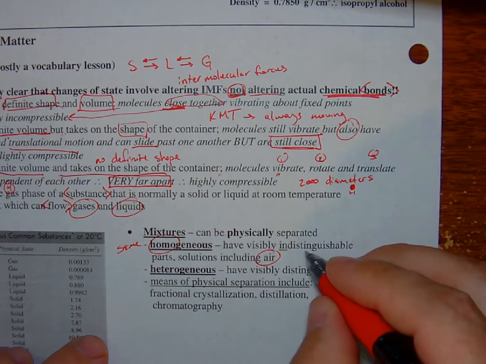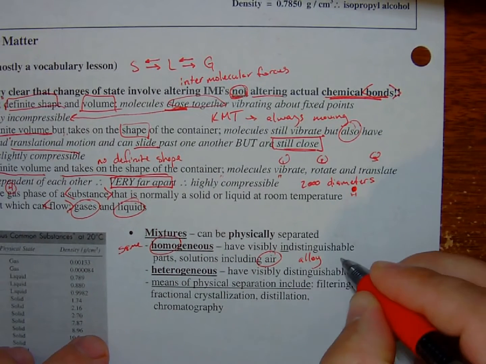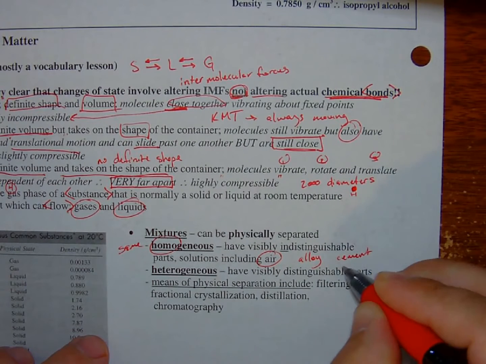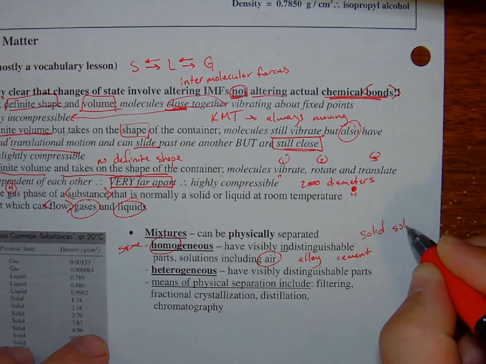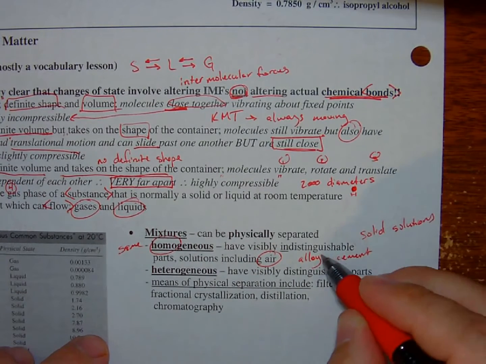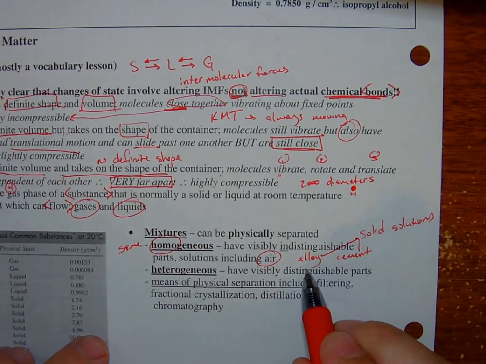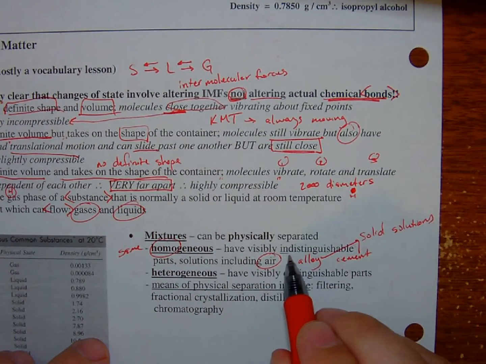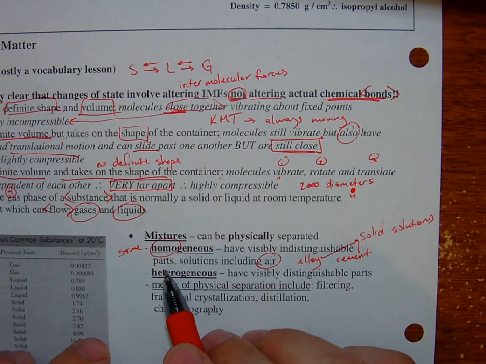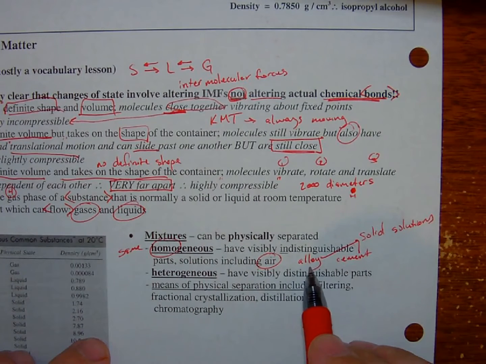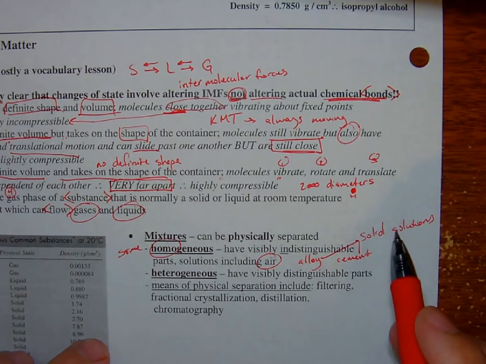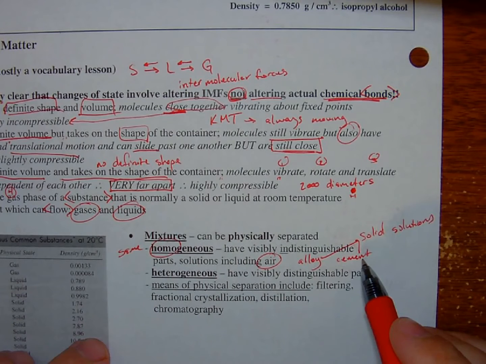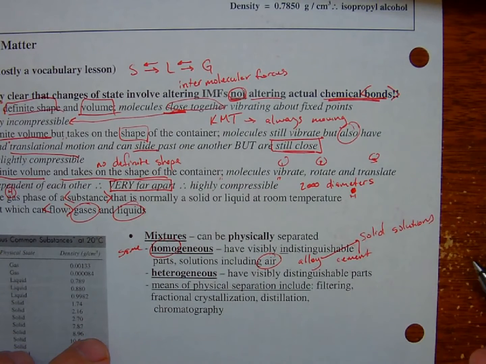They can also be solid, so an alloy or cement are examples of solid solutions. An alloy is a mixture indistinguishably mixed, a combination of different types of metal. Obviously most metals are solids at room temperature. Cement is a mixture of pebbles, and they solidify, but that is a solution.